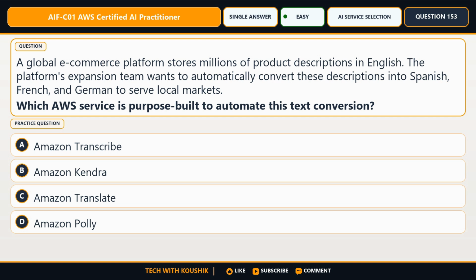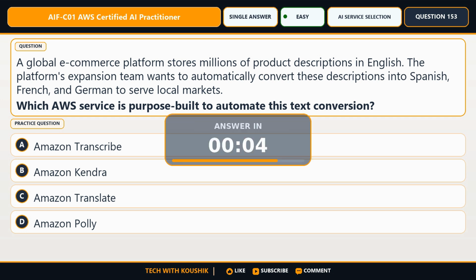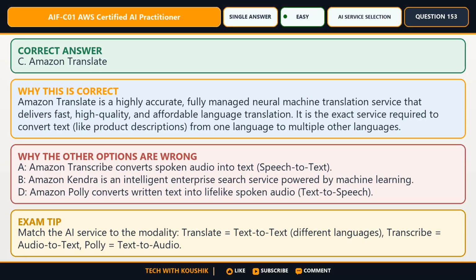Watch for distractors that are valid services but wrong for this scenario. Next, option A, Amazon Transcribe. Next, option B, Amazon Kendra. Next, option C, Amazon Translate. Next, option D, Amazon Polly. The best answer is C, Amazon Translate.